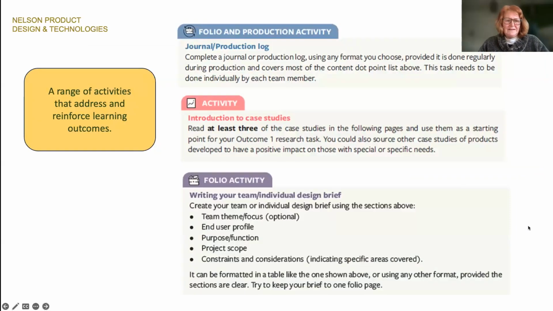This slide just gives you an idea of the different sorts of activities that you might see throughout the textbook. We will sprinkle and make sure that the text is broken up with active things that the students can do right the way through: folio activities, general class activities, and production activities. There will also be things like research activities that will be relevant to different outcomes.